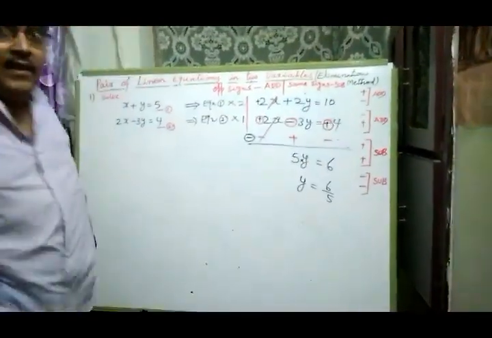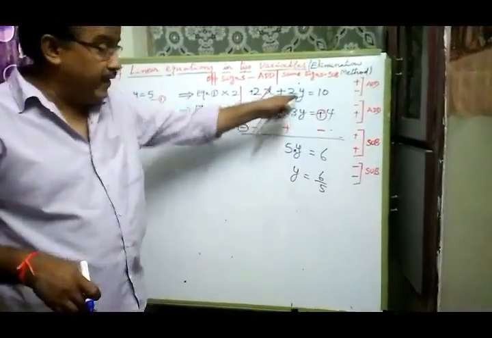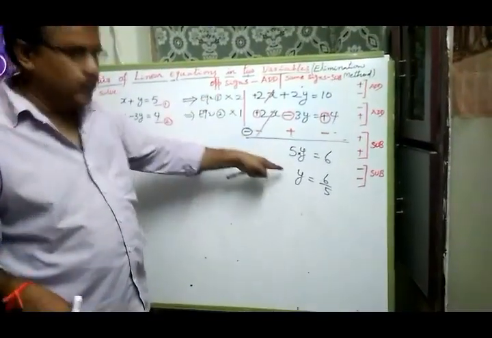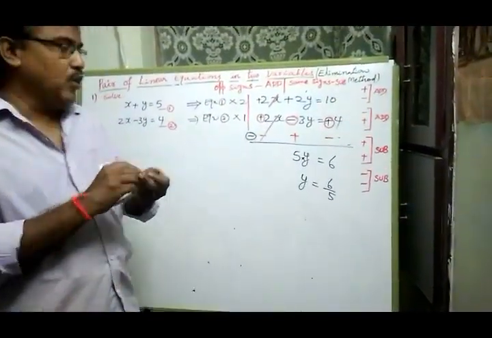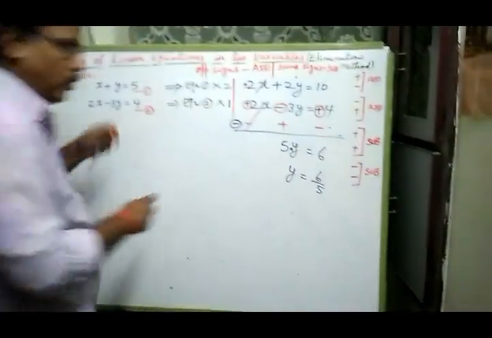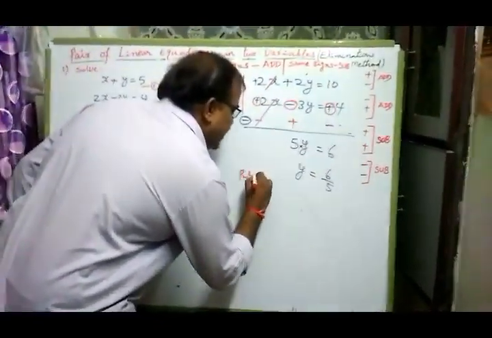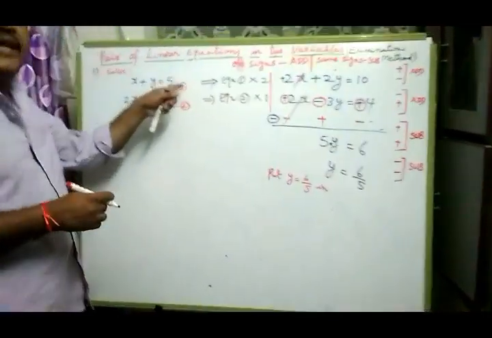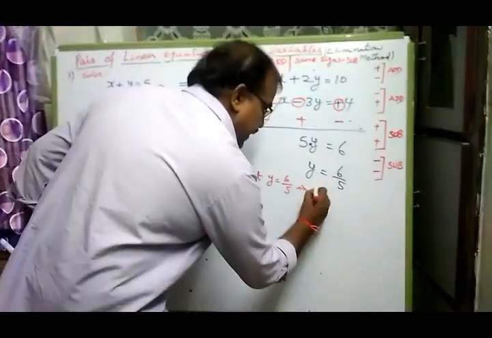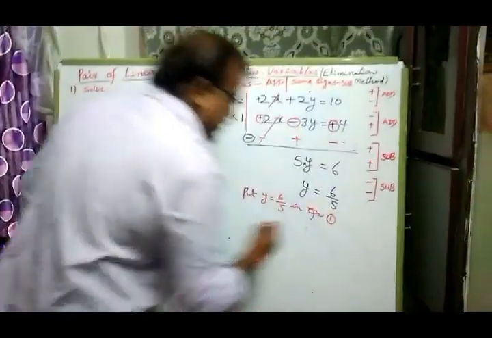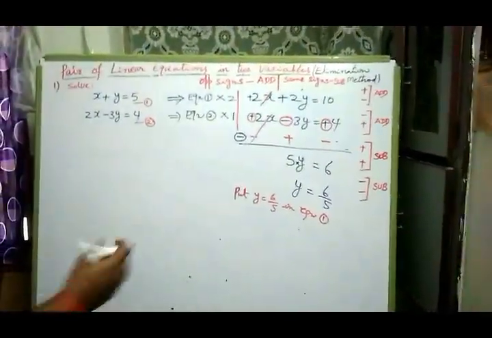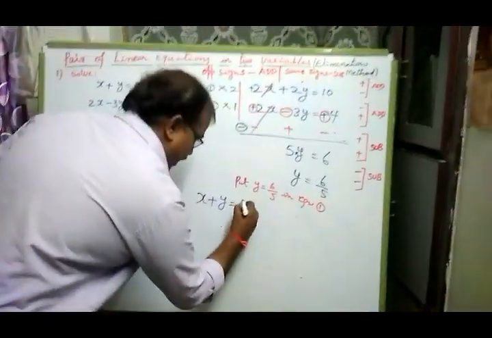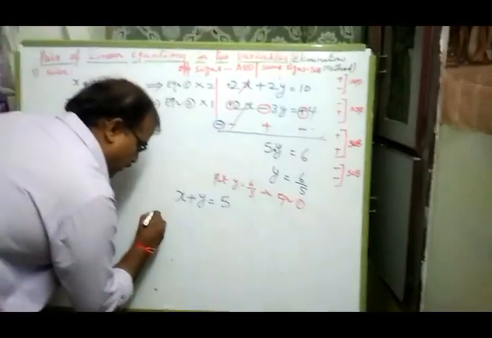Before, when I eliminated y, I got the x value. Now I eliminated x, that's what I got, the y value. Substitute y is equal to 6 by 5 in any of the equations, either 1 or 2. Equation 1 is comfortable. What is equation 1? x plus y is equal to 5.